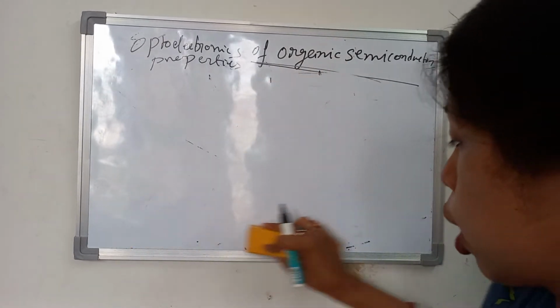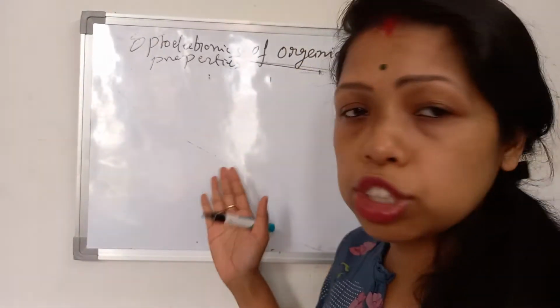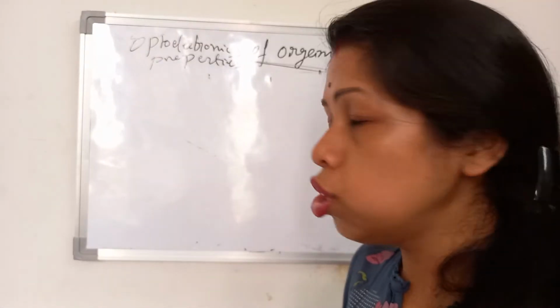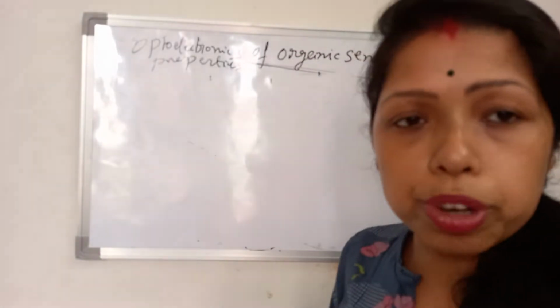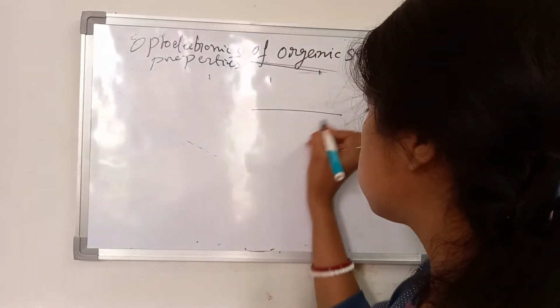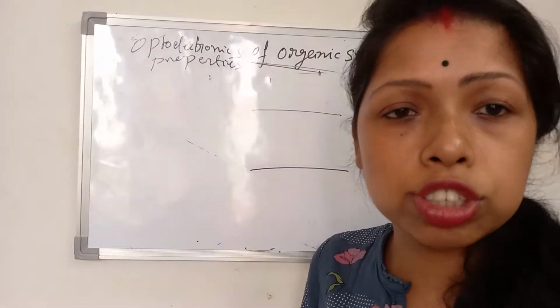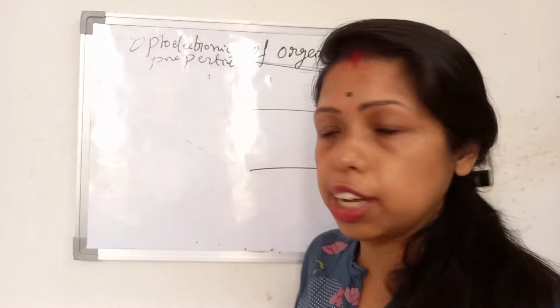Now coming to the recombination process. The absorption process I have already told. So now I will come to the recombination process. That process is also related to the singlet exciton and the triplet exciton.